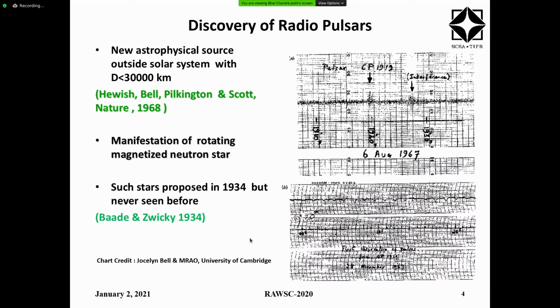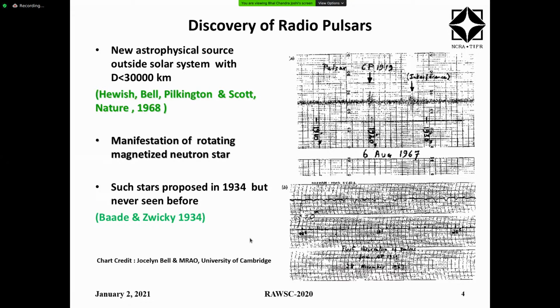So out of these, the discovery of the Crab pulsar in 1969 with a 33 millisecond period completely ruled out the binary scenario of this entire thing, and they were left with only one possibility, that this could be nothing but a rotating neutron star. The magnetized part came later, but the rotating neutron star part they were able to very reasonably argue in their landmark paper in 1968 in Nature.